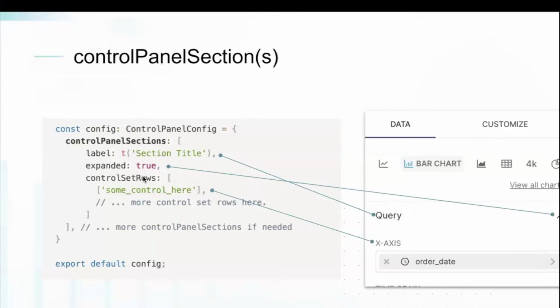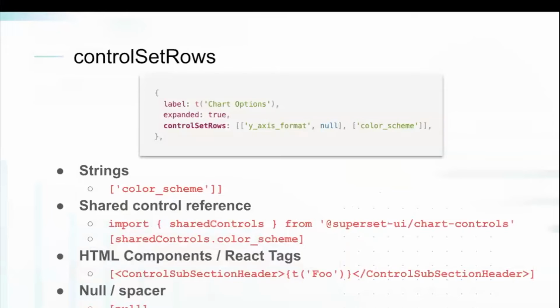But then there's this control set rows business, and that's where these controls actually go. So each of these arrays is a single or multiple control. And oops, did I not have that slide? Hold on a second. Oh, yeah. Here's one that shows possibly a couple of different controls being in one row, and then color scheme here is in the subsequent row. And you can refer to these pre-existing controls from that shared controls file by string, like so.